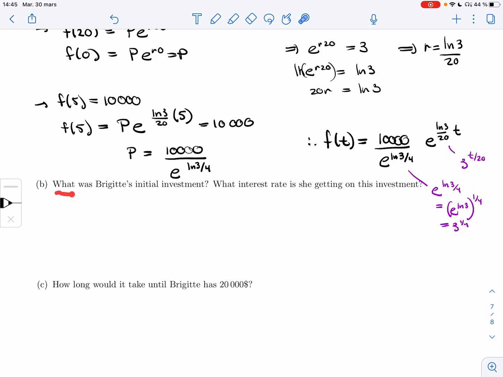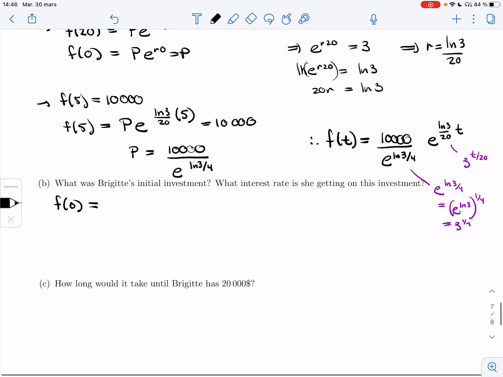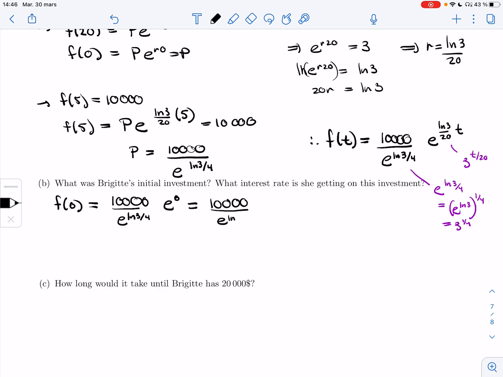Here are the questions that are left. What was Brigitte's initial investment? What interest rate is she getting on this investment? So initial, that means time 0, and so that's going to be 10,000 e to the ln of 3 over 4 times e to the 0, and so that's just P. In fact, that's always going to be P. P is the initial investment. And so in this case, when I plugged into a calculator, I get $7,598 and 36 cents.